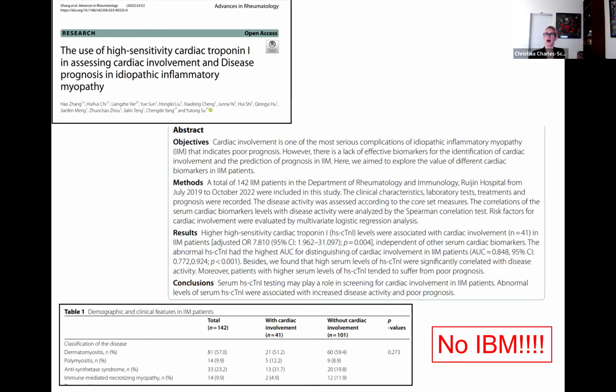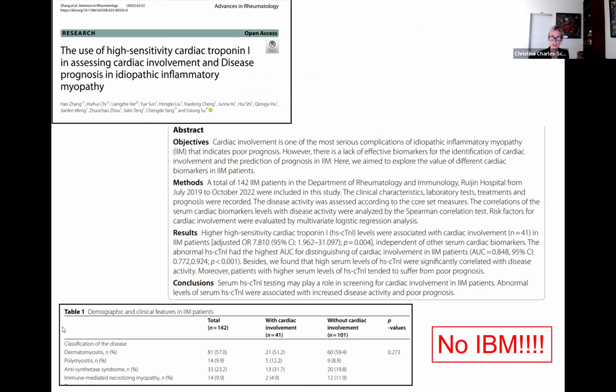Oh, okay, good, is to look at troponin I, right? And in blood specimens, right, from a large number of patients. Well, this is exactly what they did in 142 myositis patients. The only problem, and they found that they were increased, right? The sensitive marker of the heart.